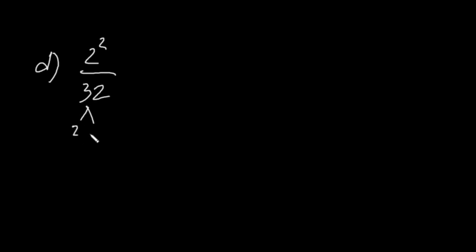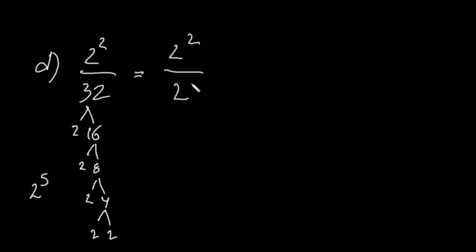So we know that 2 times 16 is 32, and that 2 times 8 is 16, and that 2 times 4 is 8, and 2 times 2 is 4, right? So 32 is 2 times 2 times 2 times 2 times 2, which is, of course, 2 to the 5. So what we have is 2 to the 2 over 2 to the 5, and then using our second index law, we have 2 to the 2 minus 5, which is 2 to the minus 3.